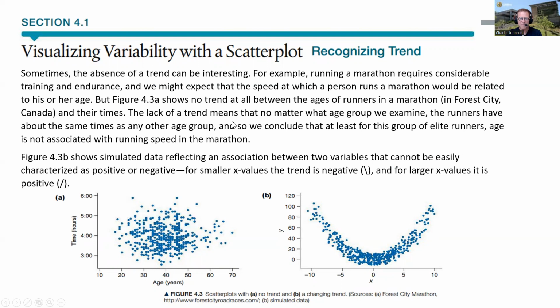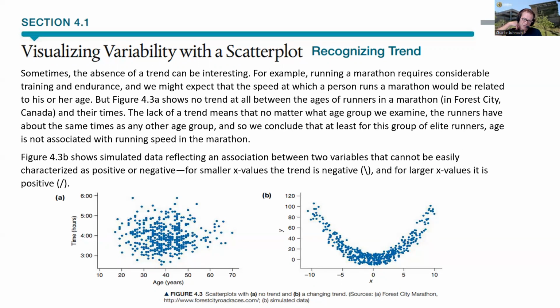The lack of a trend means that no matter what age group we examine, the runners have about the same times as any other age group. And so we conclude that at least for this group of elite runners, where this data was pulled from, age is not associated with running speed in the marathon.